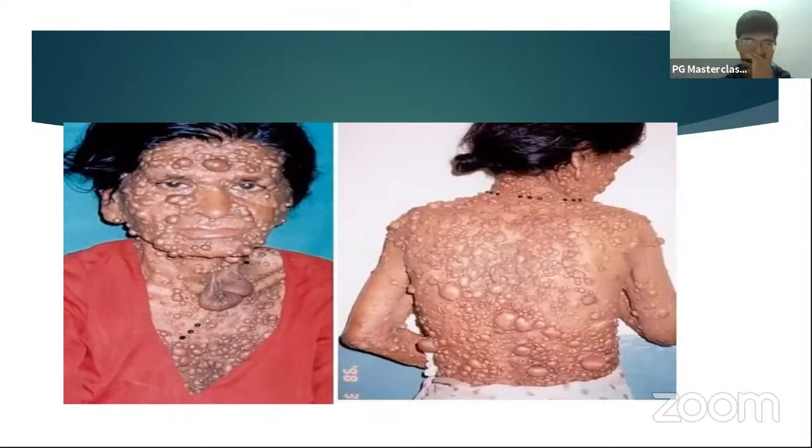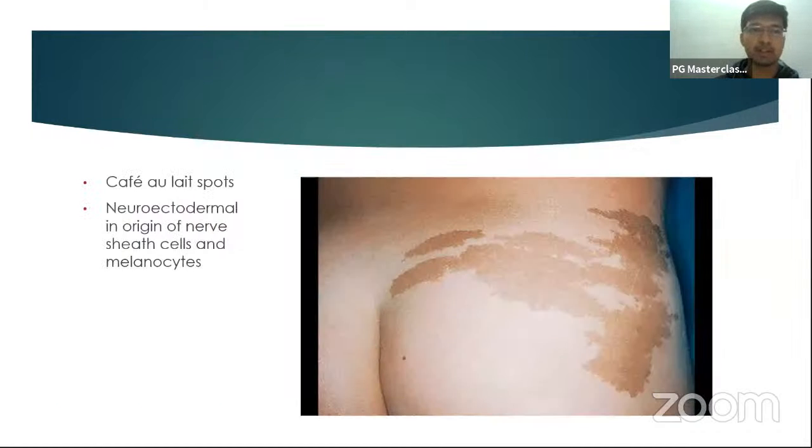This is an image showing a generalized neurofibroma with the café-au-lait spots in the skin. The characteristic of these café-au-lait spots, compared to other diseases like McCune-Albright syndrome, is that they are mostly more than 5 in number and more than 1.5 centimeters, which are neuroectodermal in origin, from nerve sheath cells and melanocytes.